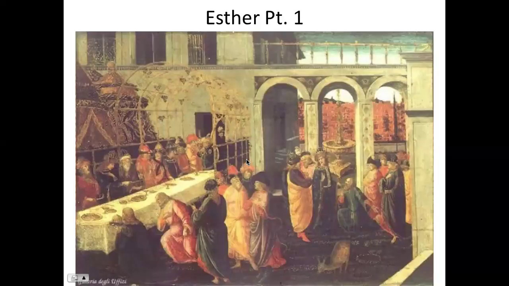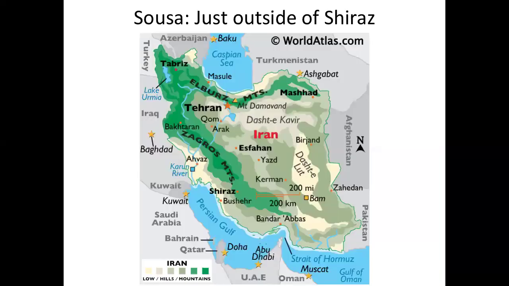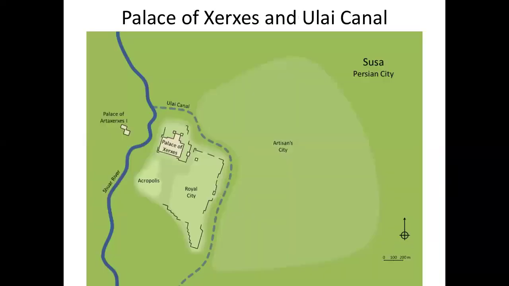So Esther part 1. Here's a painting, looks medieval, of the party that King Xerxes is about to throw. If you look at modern day Iran, right outside the city of Shiraz, you'll find where all this takes place. Susa is going to be right outside of Shiraz. If you zoom in, you have the Palace of Xerxes.